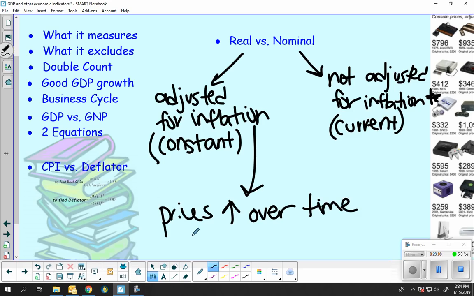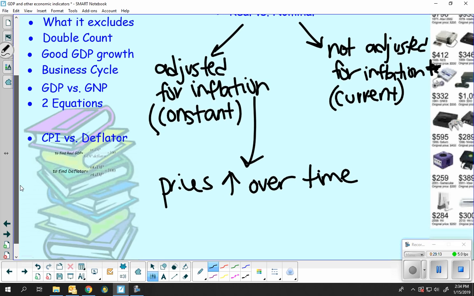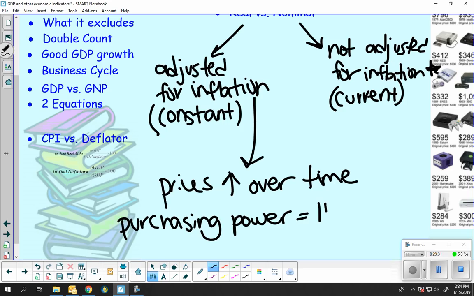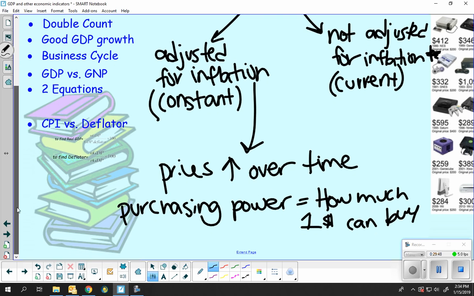Prices go up over time, which means the value of the dollar is constantly changing. If the dollar used to buy a whole lot, but if prices go up, then the dollar can't buy as much. And when prices go up, that causes something called your purchasing power to change. So your purchasing power is how much your dollar can buy, how much $1 can buy. So if prices are going up, your dollar can't buy as much. So with inflation, prices are going up, but your purchasing power is going down.